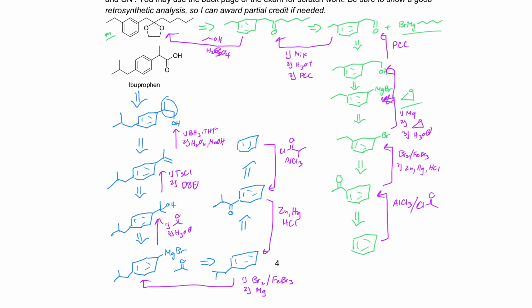Then I am at the alcohol, so I need to oxidize that. I'm going to do a couple of oxidations here. I'm going to do PCC to get the aldehyde. Then I'm going to do mCPBA to make the carboxylic acid.